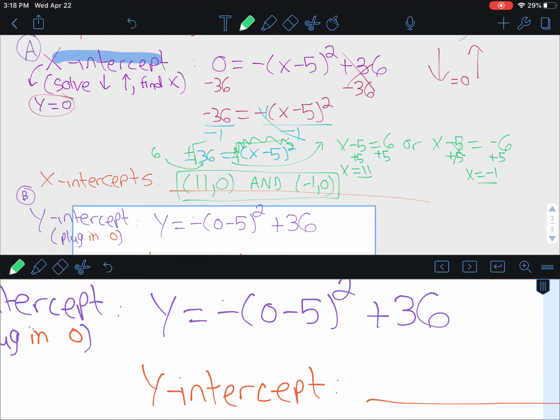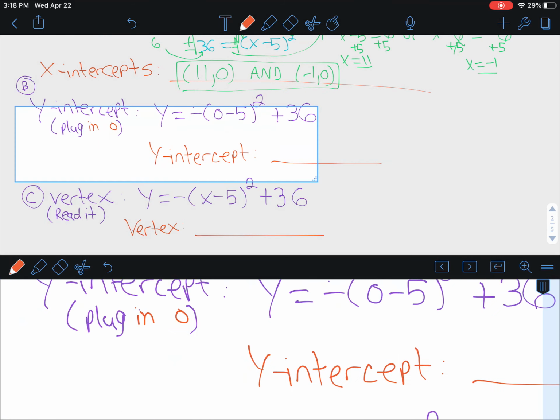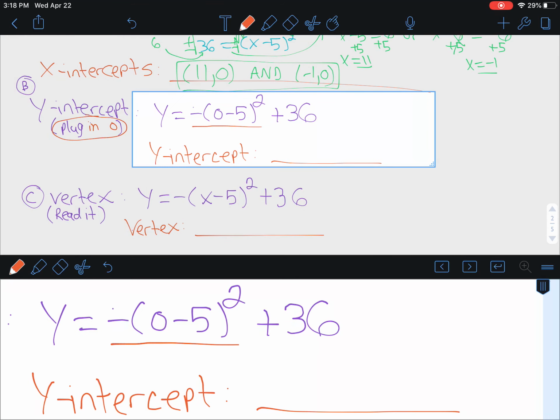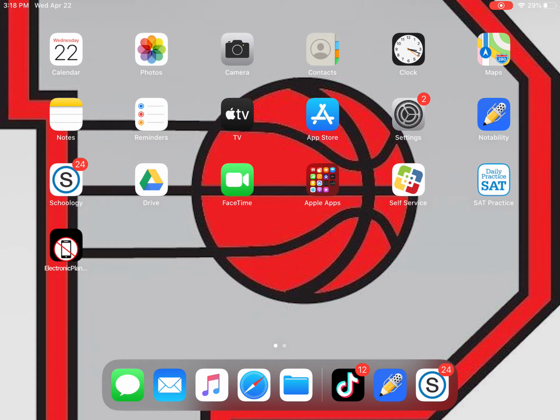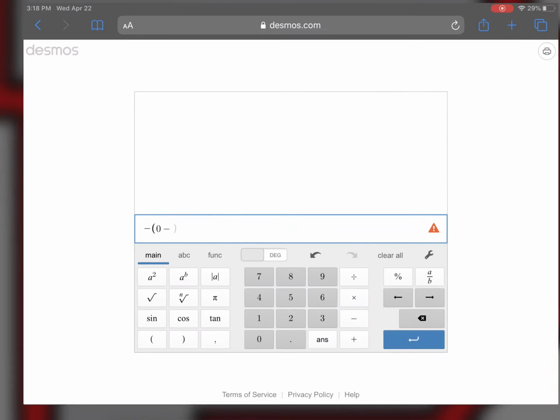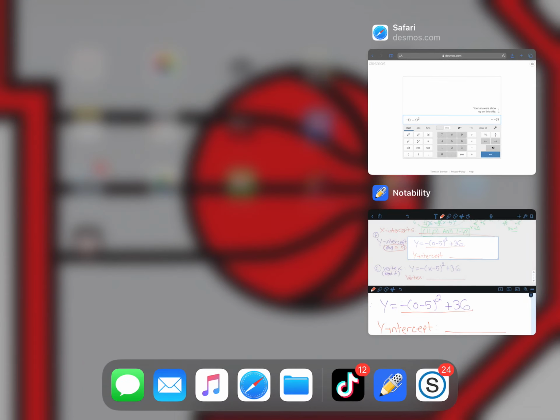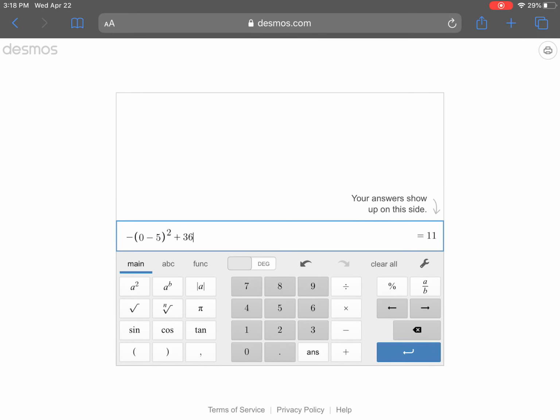Okay, y-intercept. With the y-intercept, all you need to do is just plug in 0. I already have it right here. Instead of writing x, I just put 0. You can use decimals.com to help you out here. Just do the calculations. So it'd be negative, parentheses 0, minus 5, parentheses squared, plus 36. And I get an answer of 11.